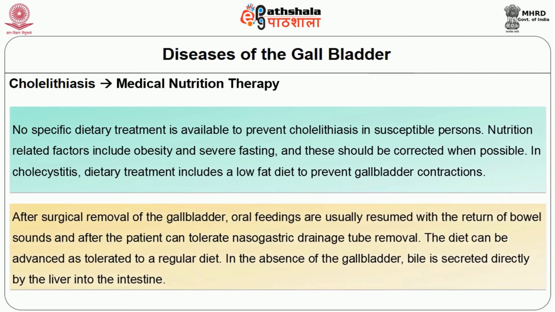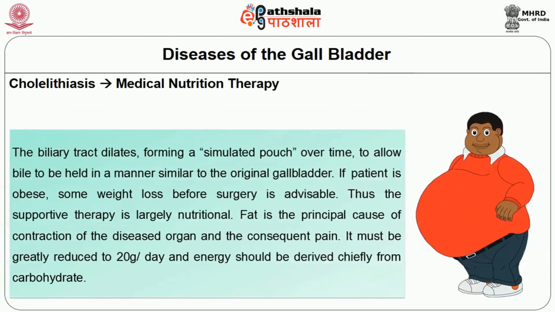After surgical removal of the gallbladder, oral feedings are usually resumed with the return of bowel sounds and after the patient can tolerate nasogastric drainage tube removal. The diet can be advanced as tolerated to a regular diet. In the absence of the gallbladder, bile is secreted directly by the liver into the intestine. The biliary tract dilates, forming a stimulated pouch over time to allow bile to be held in a manner similar to the original gallbladder. If patients are obese, some weight loss before surgery is advisable.